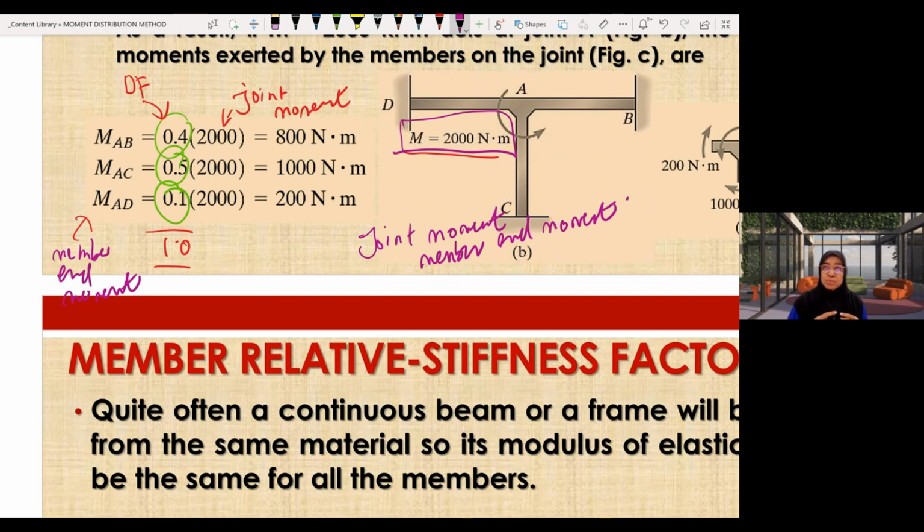Whenever we want to calculate member end moment, the process in the table is that we use the joint moment, we times it with the distribution factor, and we get member end moment. Okay, that's the step. That is the process in every cycle at each level of distribution. So that is why we get it like this. So we distribute the 2000. Okay, we distribute using the distribution factor.